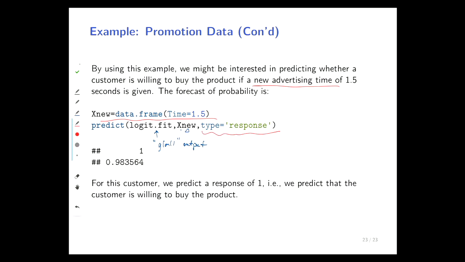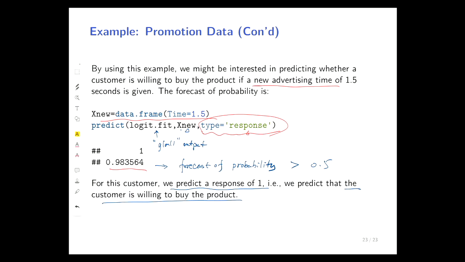The difference here is that you need to specify type equals response. I think in the multiple linear regression model, you do not need to specify it, right? If you specify this, you will obtain a number. But actually it's not the forecast of the response, it's the forecast of the probability. Because this probability is larger than 0.5, you should have a prediction of response as 1. That means the prediction here is that this customer is willing to buy the product.